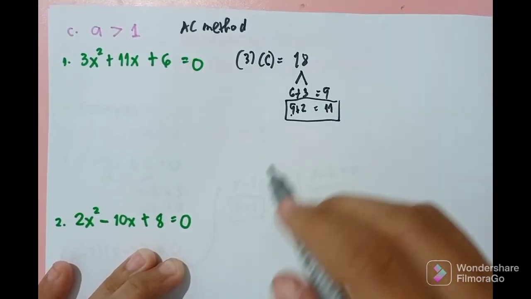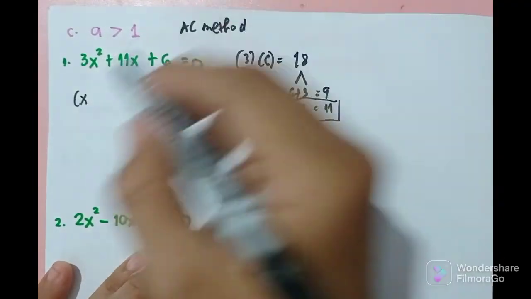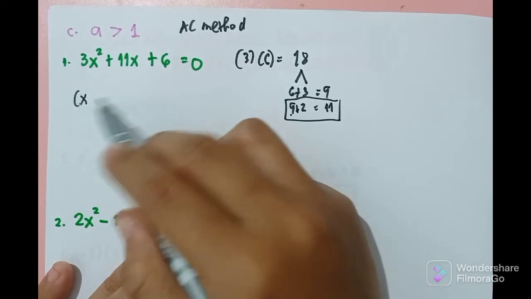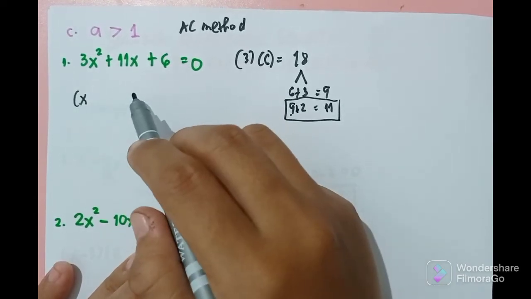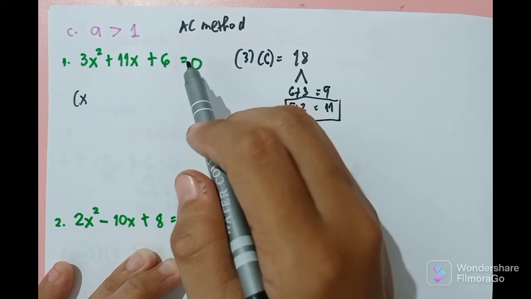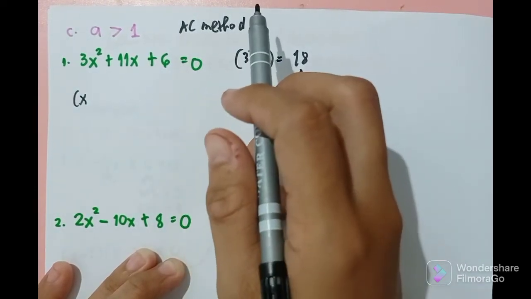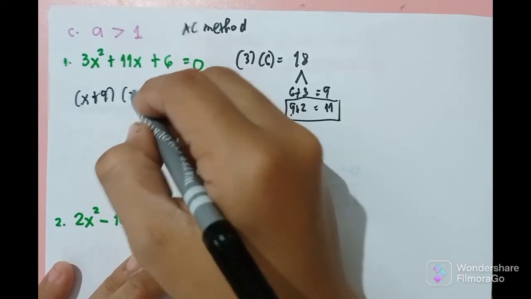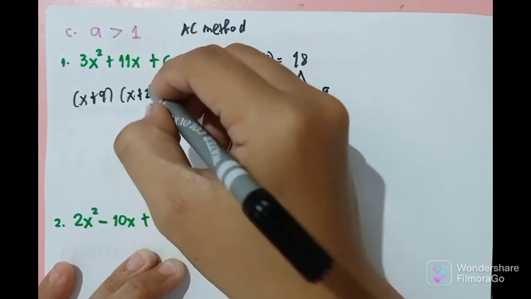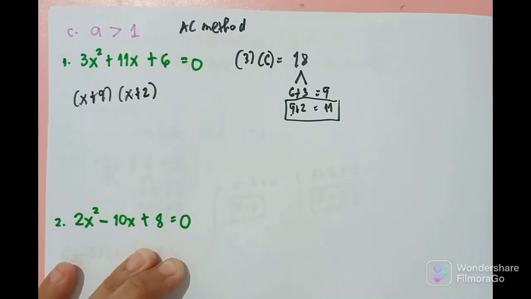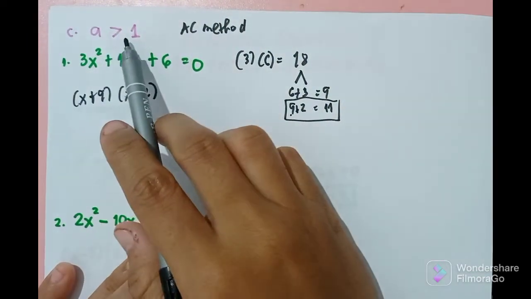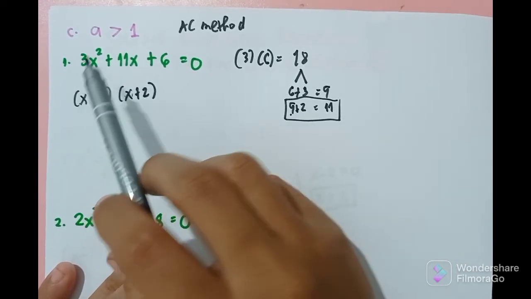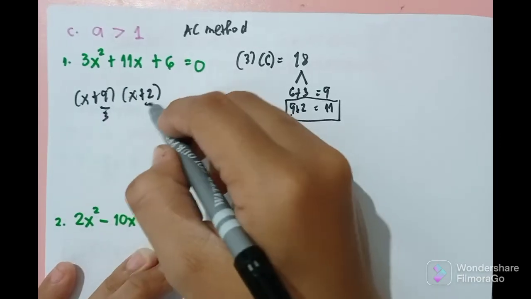So, ilagay na natin yung factored form. So, magiging x. So, since plus to at plus si c, so yung operators natin ng both factors ay parehas. Kasi, di ba, like sign, sa multiplication, ang sagot ay positive. So, x plus 9, x plus 2. Pero, hindi pa tayo natatapos doon. Since a is greater than 1, so itong mga factors na to, i-divide natin sa numerical coefficient ni a, which is 3. So, i-divide natin to by 3.